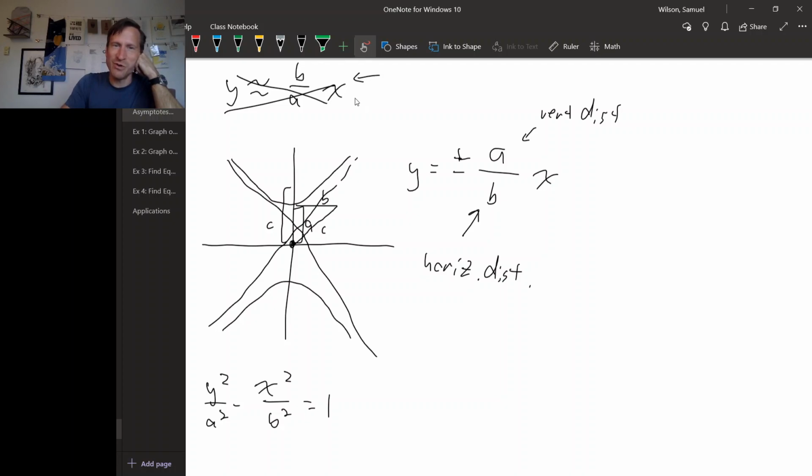Okay, so the form for the asymptotes of a hyperbola depends a little bit on whether the hyperbola opens vertically or horizontally. You just have to remember that the vertical distance in this little right triangle goes in the numerator, whether it's a or b, and the horizontal distance goes in the denominator, whether the horizontal distance is a or b.